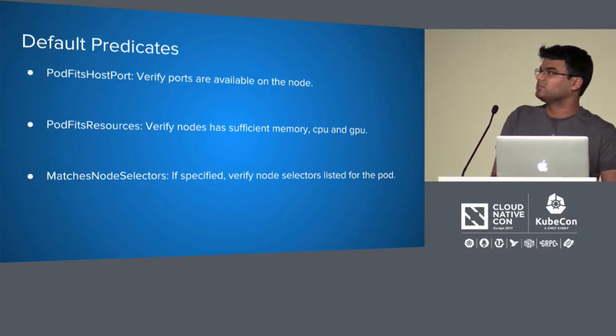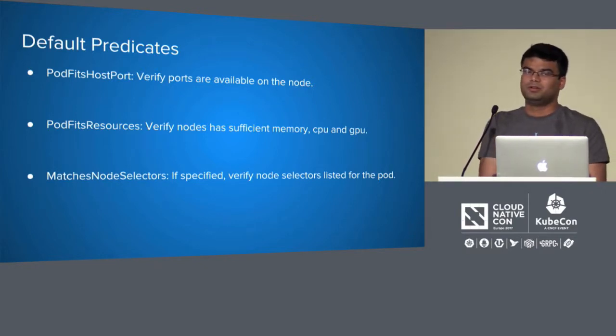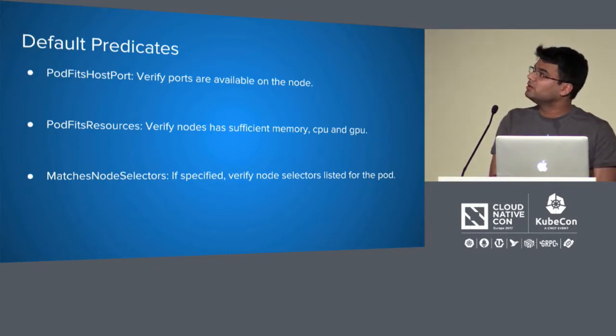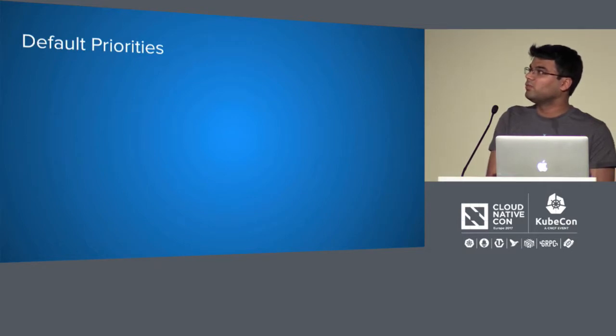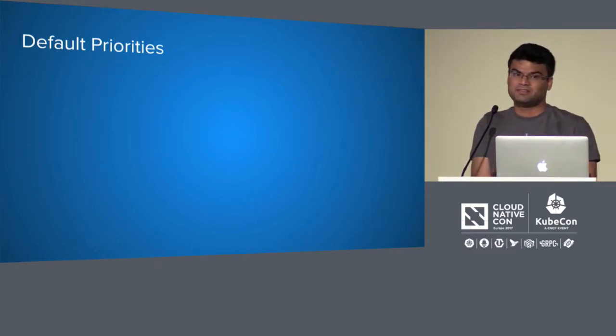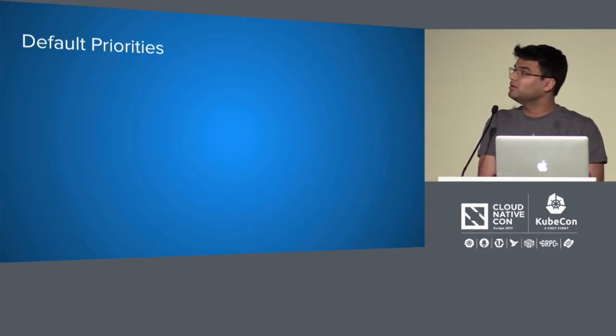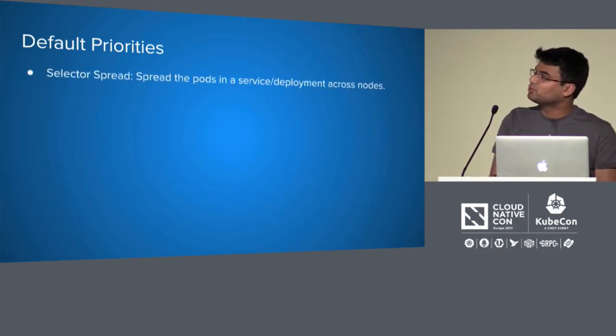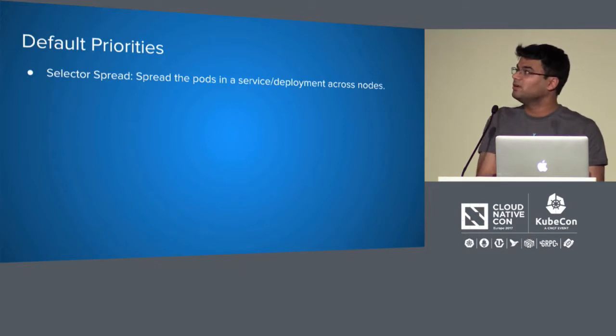So these are just 3 of them. I guess there are a total of 7 or 8 predicate functions which are specified by default in the scheduler. Next, moving on to what the priority functions look like. These are the ones which are applied in the second stage of the scheduling process. So the first one could be the selector spread.